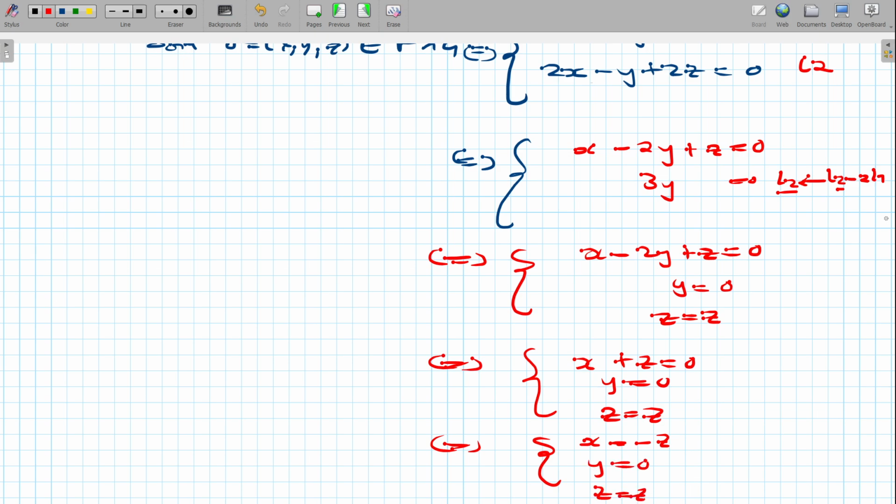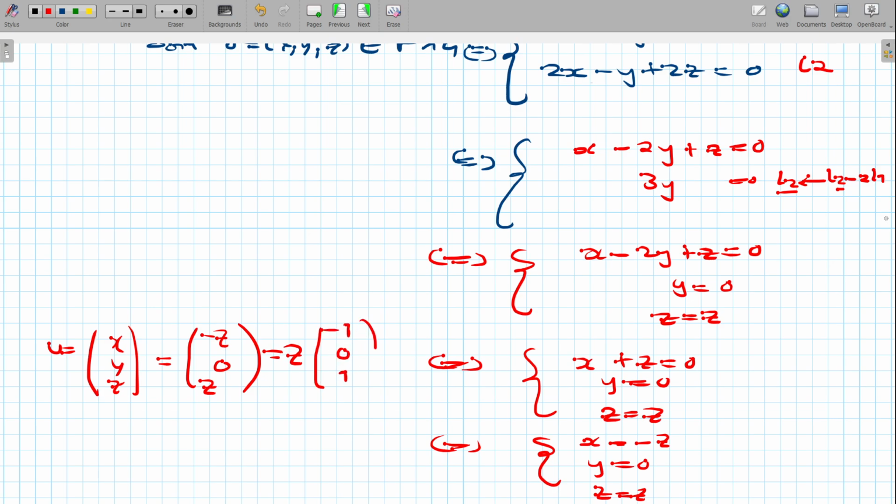Now let's look at this vector u, which is x, y, z. Let's look at how it's going to be decomposed. Well, x is equal to minus z, according to what we found. The y is equal to 0, then z is equal to z. So here we can factor out the z, and then you have minus 1, then 0, and then 1. So this means that F inter G is equal to vect of, like so, minus 1, 0, 1.